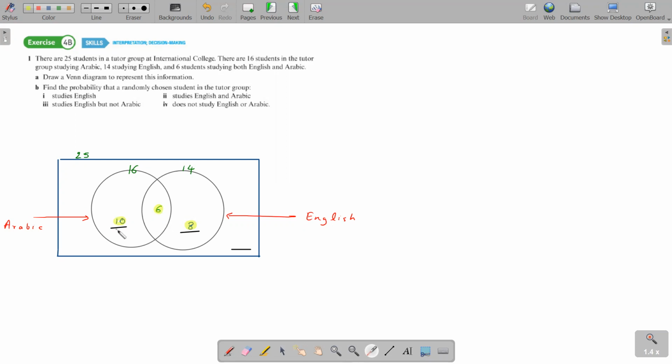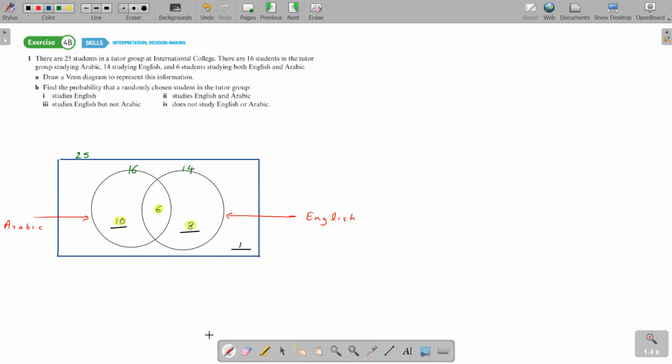10 plus 6, 16 plus 8, that's 24. So from 24, I mean, the whole thing has 25 students, which means outside there should be 25 minus 24. There'll be one student. So this is the Venn diagram, the complete Venn diagram with all the information.